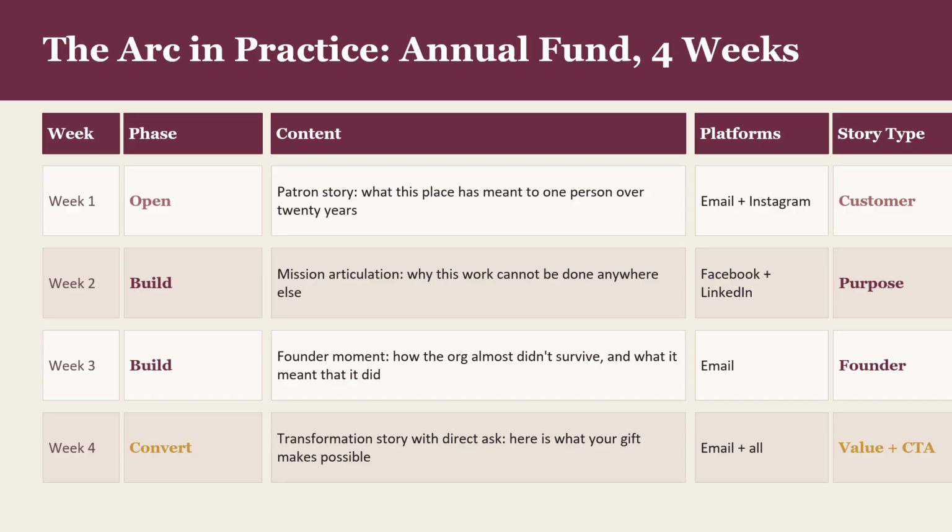So here's what the 3-phase arc looks like in practice, deployed across a 4-week annual fund campaign. Week 1 is the open. You're not asking for anything. You're doing the relationship work. You're showing the audience what this organization means to someone like them. A patron story, a real name, real detail, real transformation.